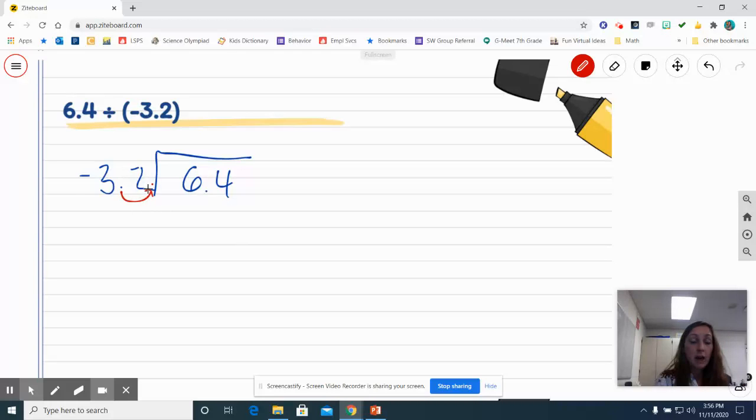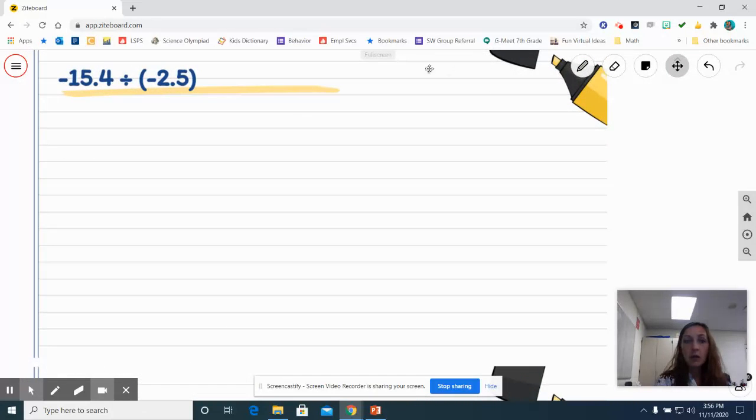And then if I do that to the divisor, I have to do the exact same thing to the dividend. So this now, I will rewrite it because I don't like all those arrows in my work. This now is 64 divided by negative 32. To me, I can see that I double 3 to get 6 and I double 2 to get 4. So this is mental math. I know the answer is 2, but I also know that it is a negative 2 because it's positive divided by a negative.